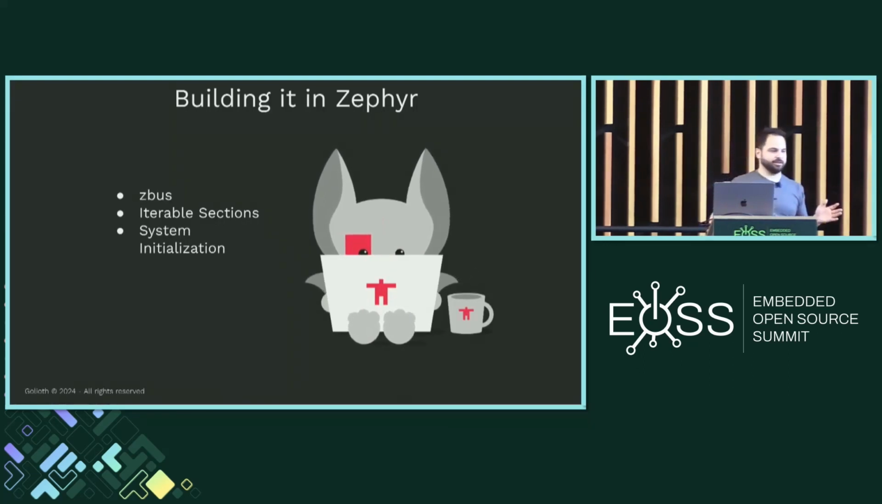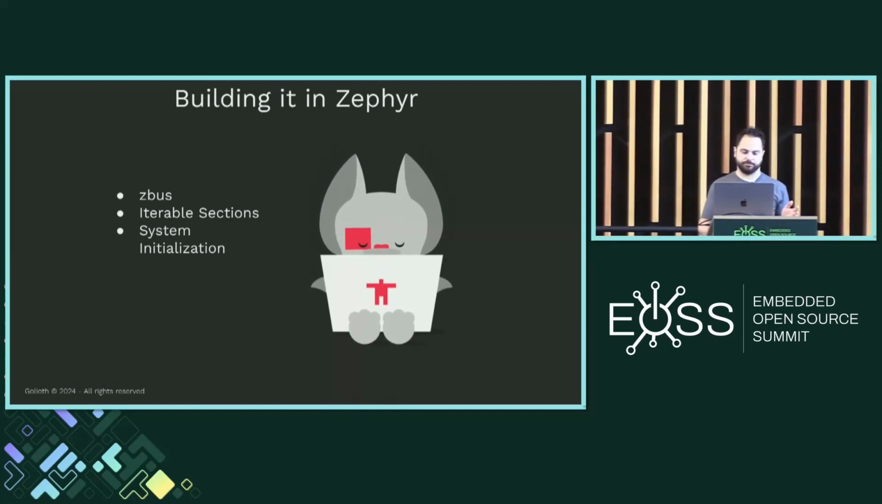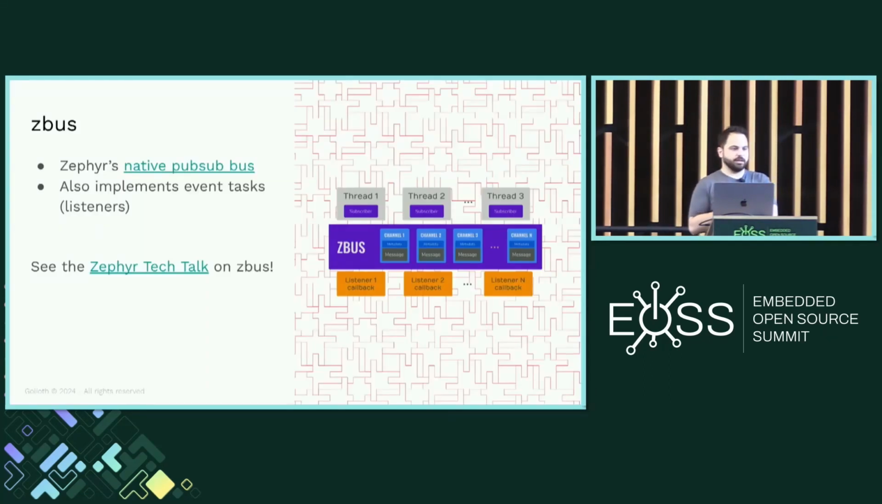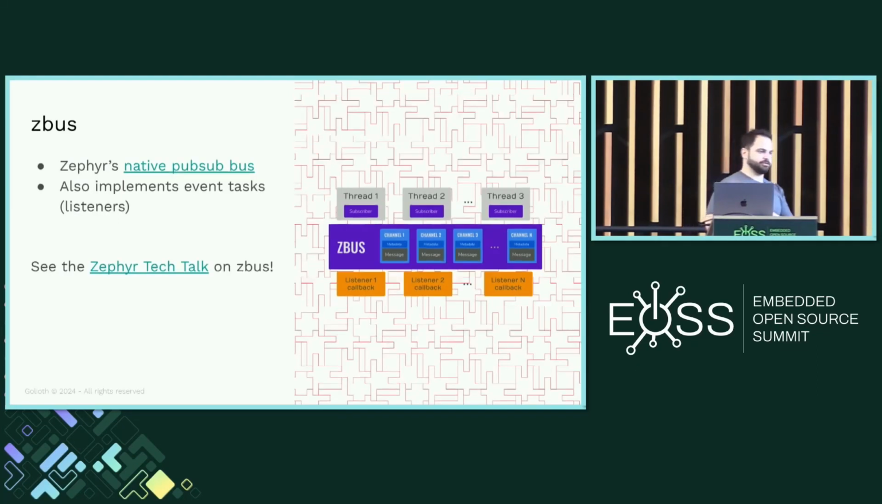All right, this is the Zephyr Developer Summit. So how do we do this in Zephyr? ZBus is, I think, still relatively new, maybe about a year old. It's really great. This is Zephyr's implementation of a pub sub bus. The terminology that they use is a little bit different than what I was using before. Topics are channels. Messages can have data associated with them, which is great.